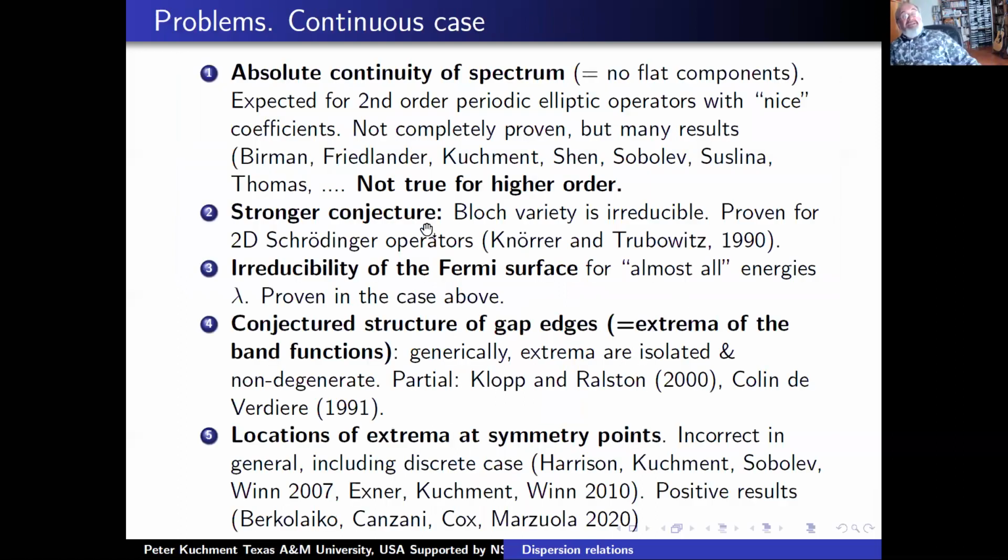This is much stronger conjecture than absolute continuity. Why? Since if you don't have absolute continuity, you have this flat part, as I discussed. But this flat part is a separate component that the rest doesn't know about. So you have reducibility. So irreducibility is a much stronger conjecture than absolute continuity. It has been proven only in 2D for Schrödinger operators with really advanced techniques. No other cases known.